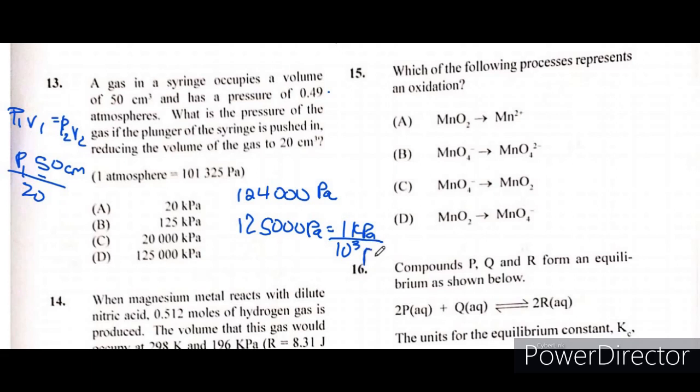Therefore, 125,000 times 10 to the minus 3 kilopascals would be your answer, which is 125. So the answer for 13 is B. Alright, let's go down to 14.